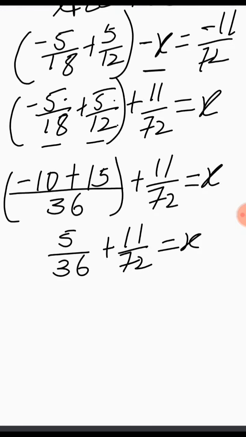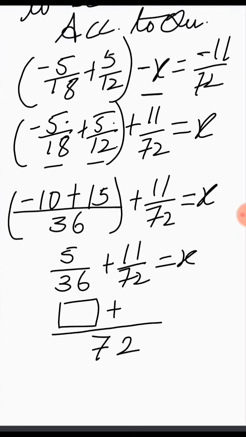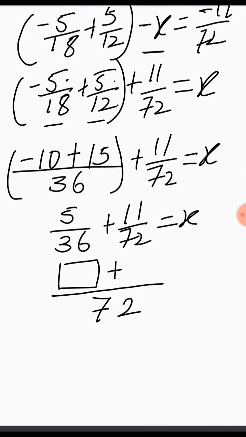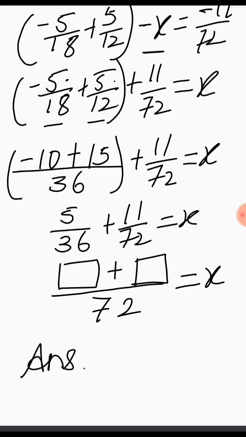And now children, you know you have to again find its LCM. LCM is 72. Now you have to complete this. Here you will get one number, and here, and simplify. At last whatever the answer you have to write, and that answer is the value of x that should be subtracted from the given number.